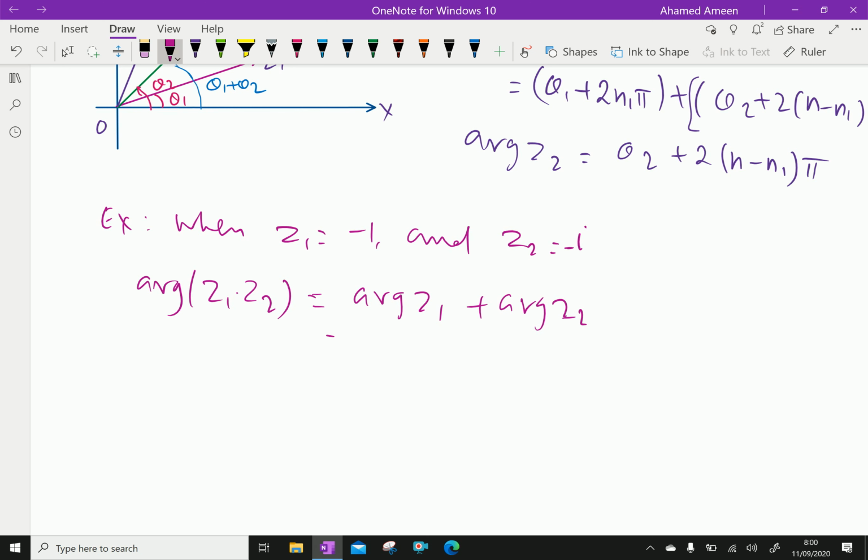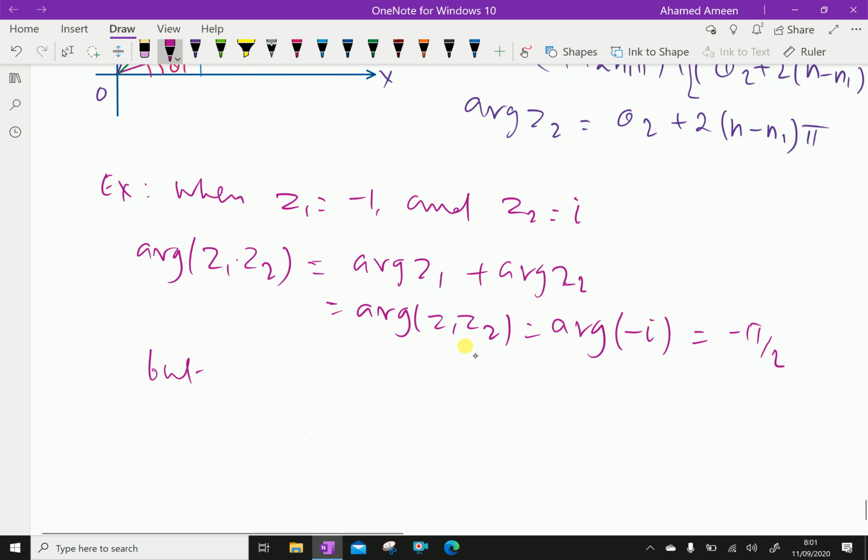Now arg of Z1 into Z2 is equal to arg of minus i, putting i only here for Z2. Therefore we can say arg of Z1 into Z2 equals arg of minus i, which is equal to minus pi by 2.